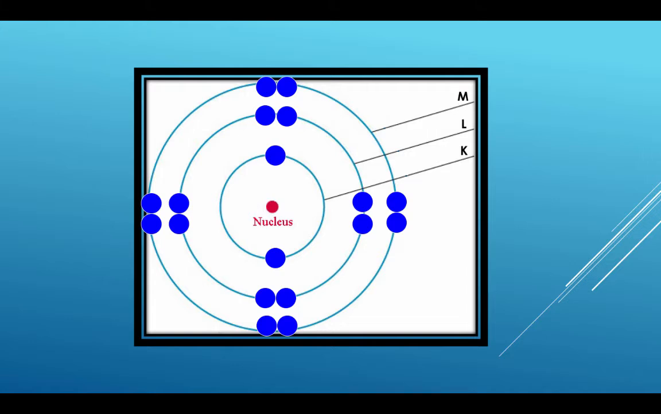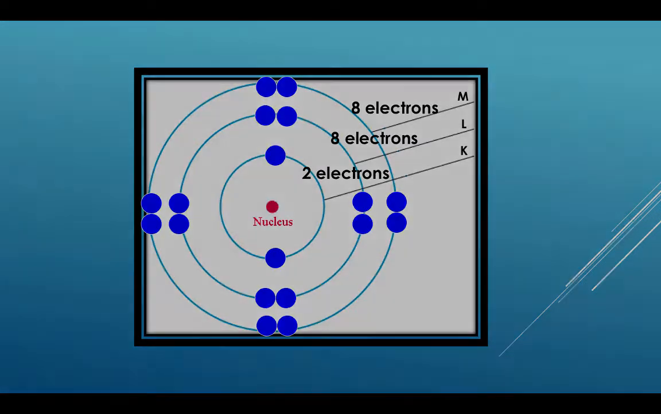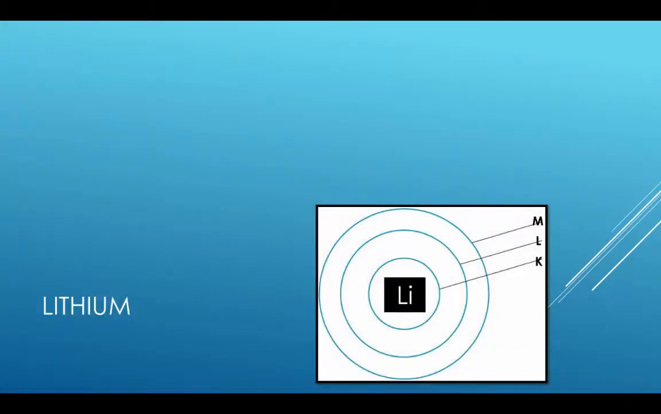Remember, K shell can hold a maximum of 2 electrons, L can hold a maximum of 8, and M can hold a maximum of 8. And K must fill completely before L can start, and L shell must completely fill before M can start. Let's look at this example of lithium.